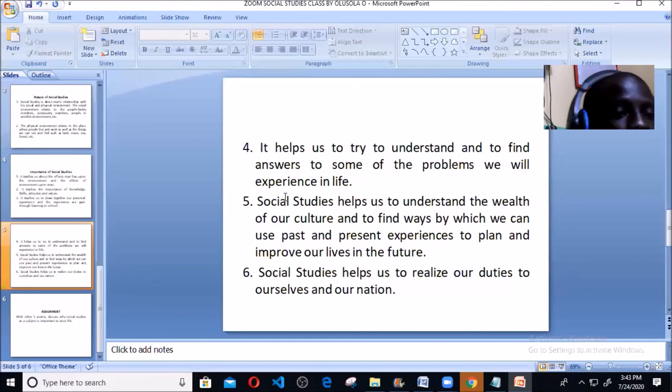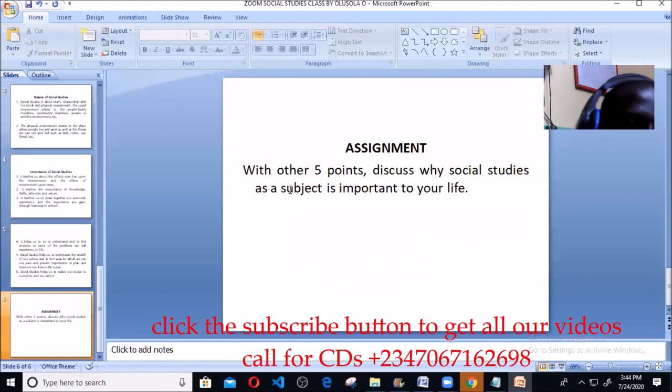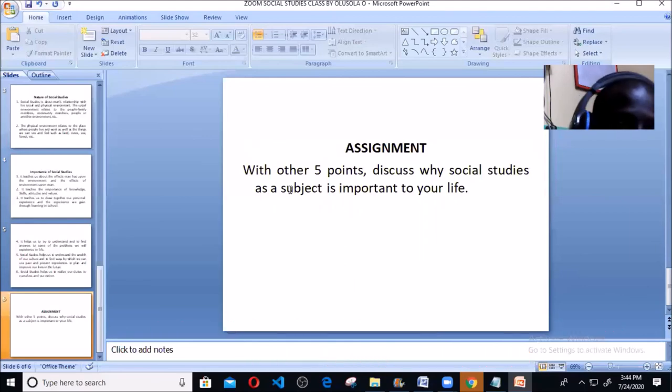So, this is all for today. But before I leave, I have an assignment for us. With 5 other points, discuss why social studies as a subject is important to your life. I say it again: with 5 other points, apart from the ones I've mentioned, discuss why social studies as a subject is important to your life.